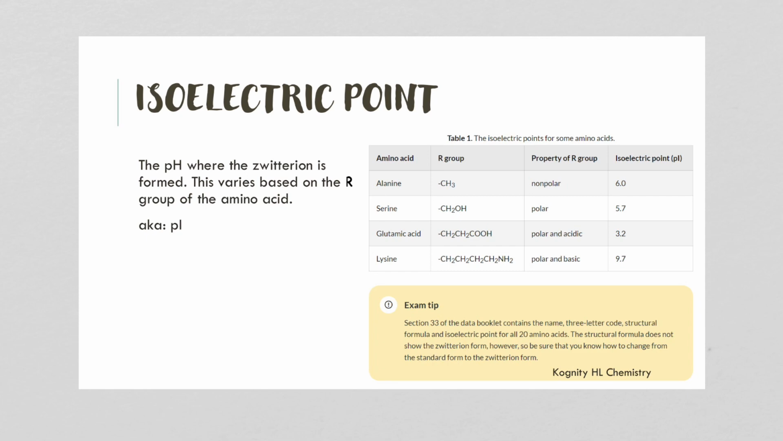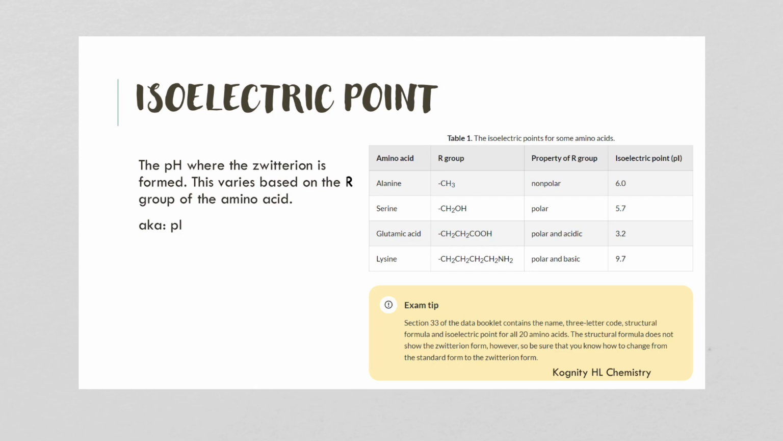Here's a few examples. For alanine, the R group is methyl, so it's nonpolar, and its isoelectric point, or pI, is 6.0. Serine is polar. It has a hydroxyl. So it's polar, and its isoelectric point is lower.